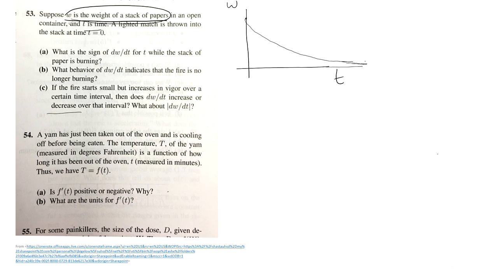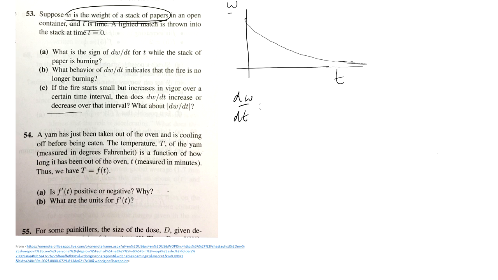Now, do we know it's curved like that? Could it burn like this? Yeah, or it could burn linear. I don't know exactly how it's going to burn, but we do know that the weight is going to go down as it burns. So what's the sign of dW/dt?